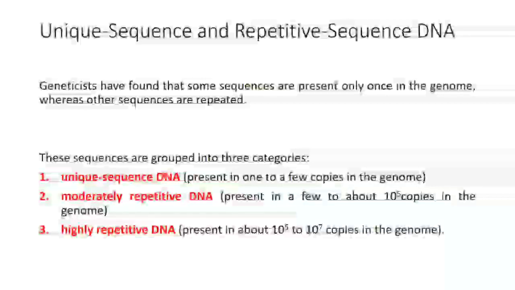However, if this sequence is present in a few to about 10 to the power of 5 copies in the genome, we call it a moderately repetitive DNA sequence. And finally, if the sequence is repeated 10 to the power of 5 to 10 to the power of 7 copies in the genome, it is known as a highly repetitive DNA sequence.